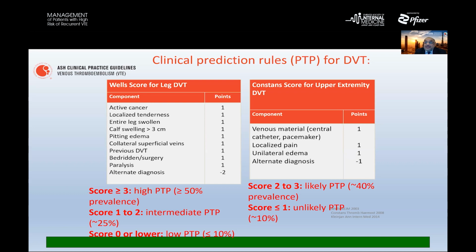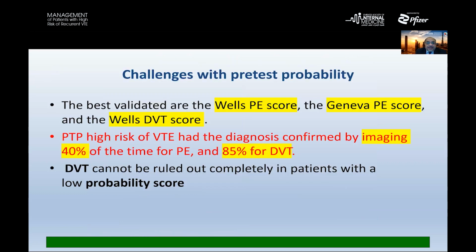The low probability still has a 10% chance, and the high probability has a 50% chance. So for me, it's confusing. If I see less than 10% chance, but it could be 9%, should I do something or not? It's a difficult problem for me to face.